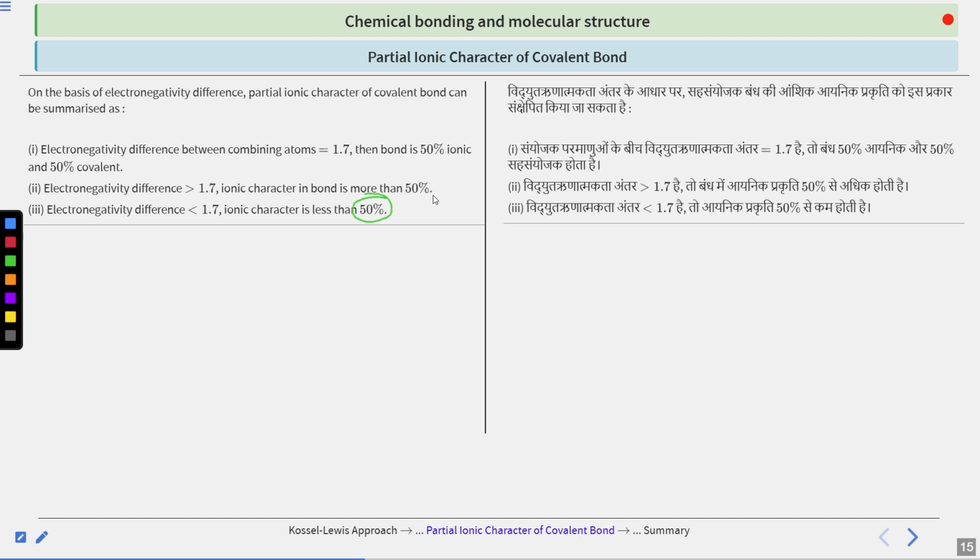Okay, very obvious. As the electronegativity difference increases, ionic character will increase. As the electronegativity difference decreases, ionic character will decrease and covalent character will increase. But if it is equal to 1.7, then both are 50-50%.